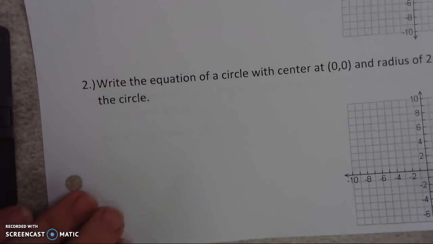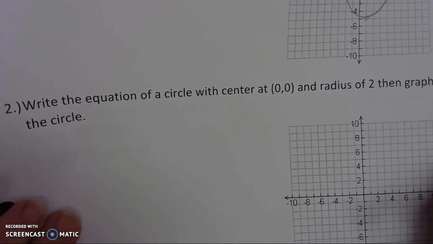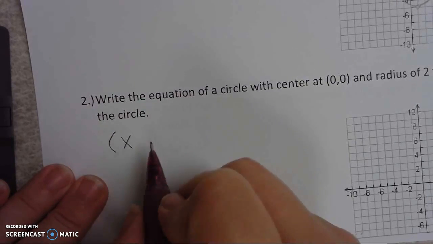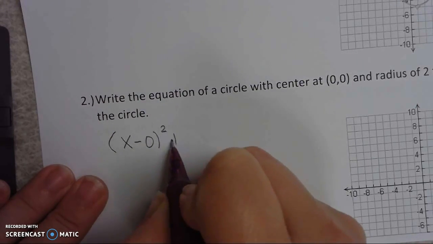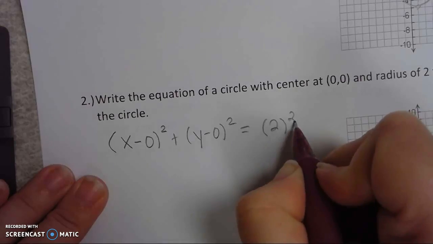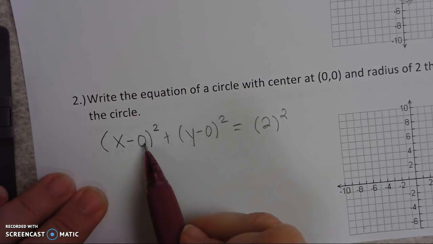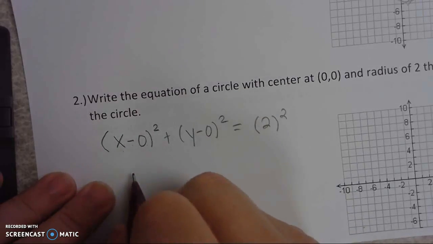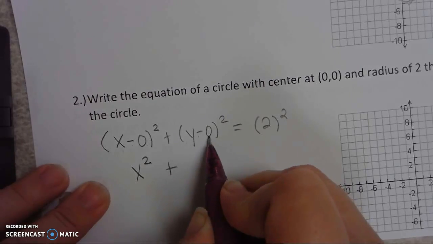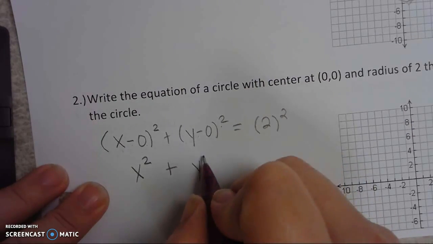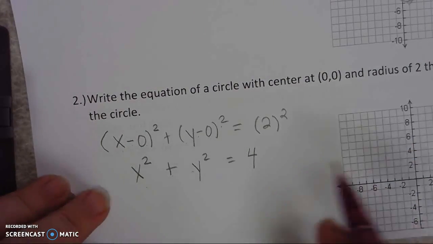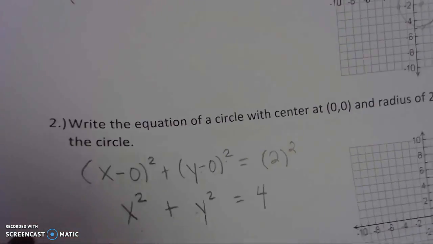Okay, let's look at the next one. It says write the equation of the circle with the center at 0, 0, and a radius of 2. So if my center is at 0, I'm going to say x minus 0 squared plus y minus 0 squared equals 2 squared. x minus 0, if I take nothing away, I just have x squared. Same thing with the y. y minus 0 is just y, and it is squared. And then 2 squared is 4. So x squared plus y squared equals 4 is my equation.